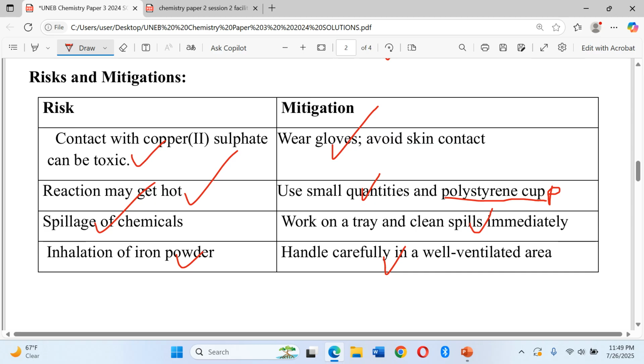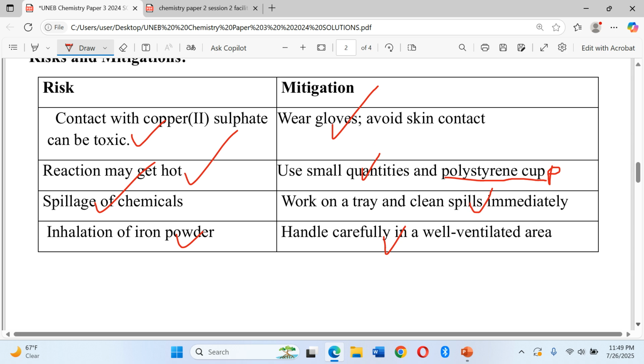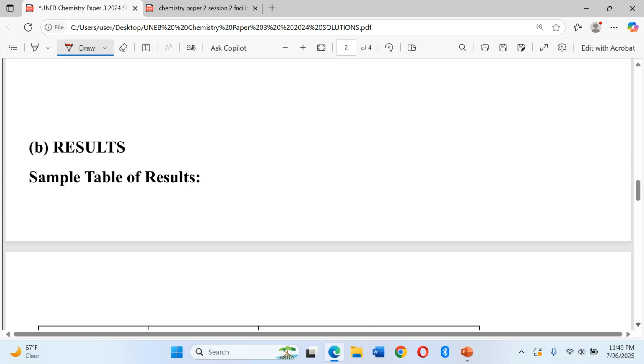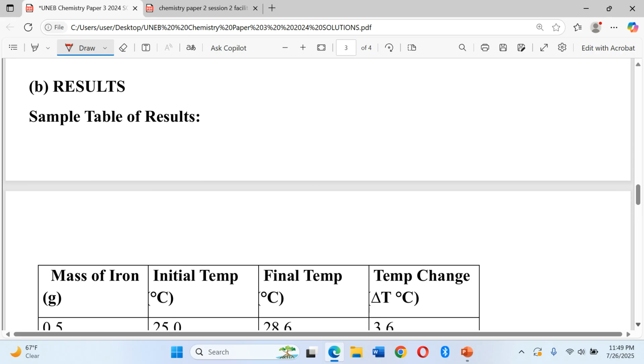We don't need you to draw a table. Now you find some learners starting to draw tables, writing very many points. You may have only 2 points. One risk which is mitigated very well. Or you can have 2 risks which have been mitigated very well. So what we want is to see that a learner can identify some of the risks and also is able to identify the solution to those risks.